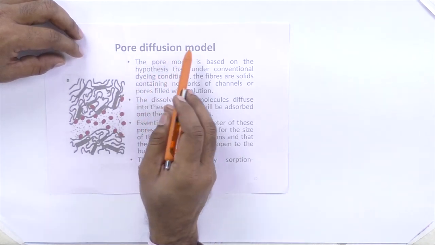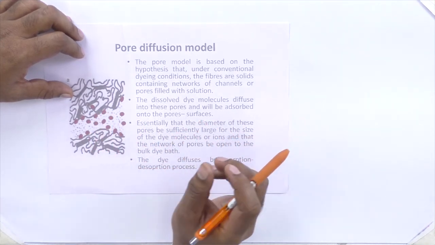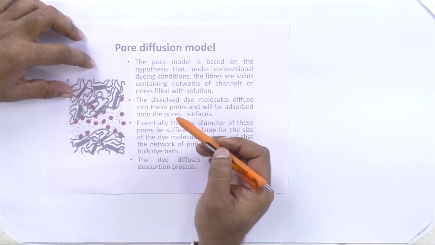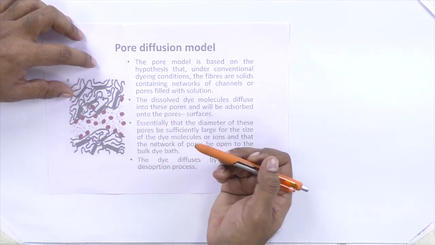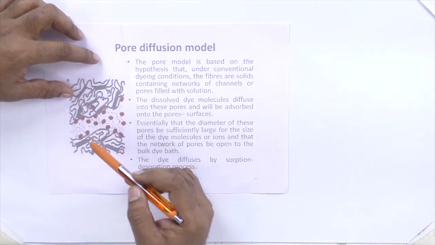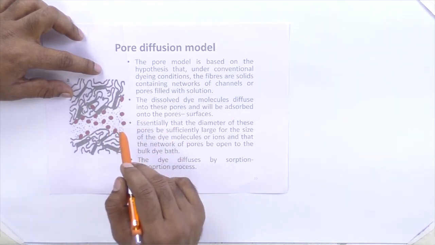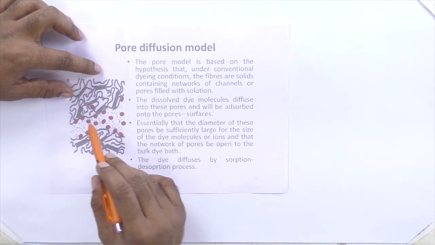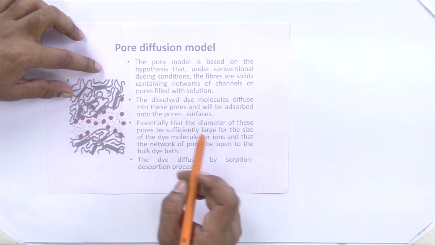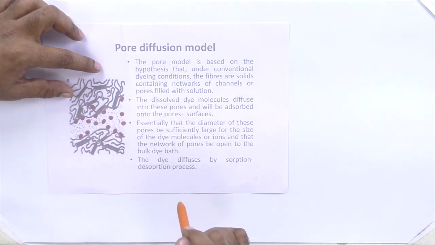In the pore diffusion model, the textile material will have pores. Pores means small gaps in the textile substrate. This is the conventional dyeing condition, where the dyes enter into the pores of the textile material and get fixed. For this model, the pore size of the fiber should be bigger than the dye particle size, then only the dye can enter into the pore. The dye should also have affinity to be attracted by the textile material. After entering the pore, the dye diffuses by sorption and desorption process.